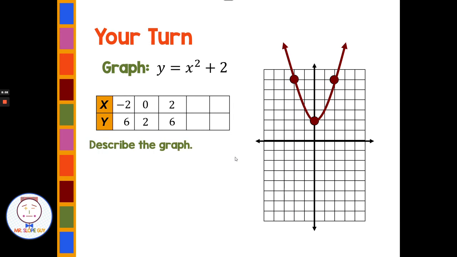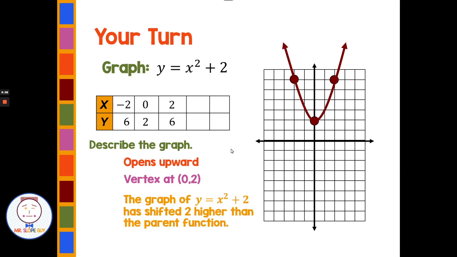So for my descriptions of the graph, it opens upward. My vertex on this one is different. It's at 0, 2: 0 left or right, 2 up for the vertex. It has the same axis of symmetry as the parent function. However, this plus 2, what has it done to our graph? Well, it's shifted our graph 2 places higher on the y. It's shifted the parent function. It's the same width as the parent function. It's just made it 2 higher.